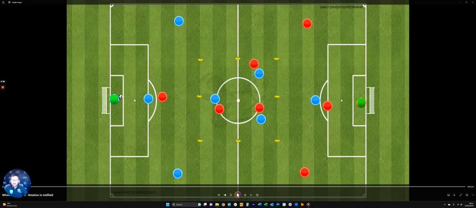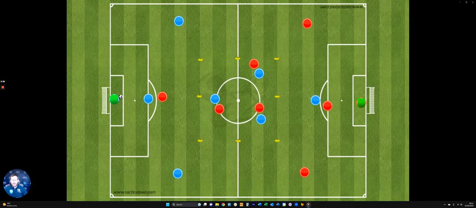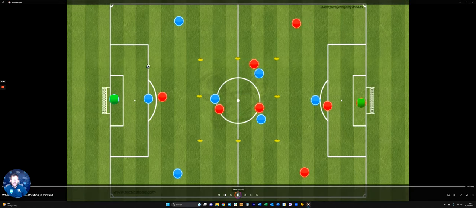So the basic premise is you've got to try and play through midfield. Now, the only constraint really I've put on the players is the fullbacks are allowed to go forward and our midfielder is allowed to break in to support the strikers, but the ball must go through this midfield square first. And these midfielders must stay in the square.